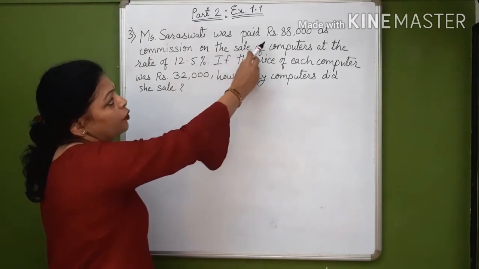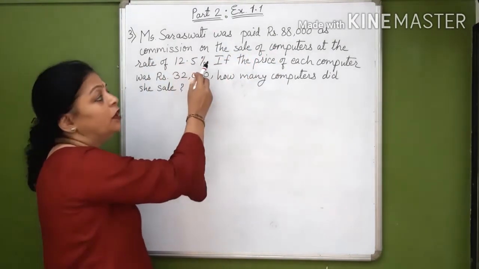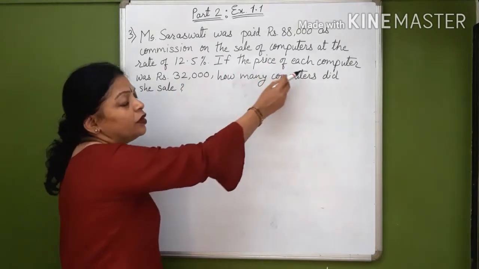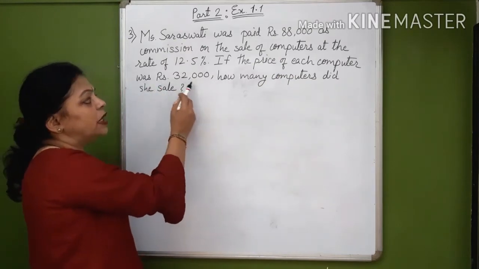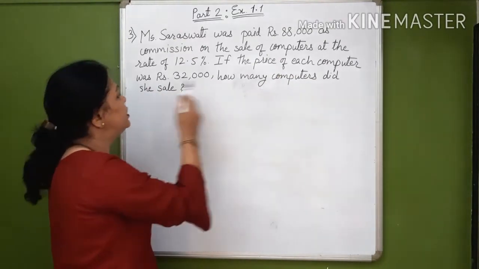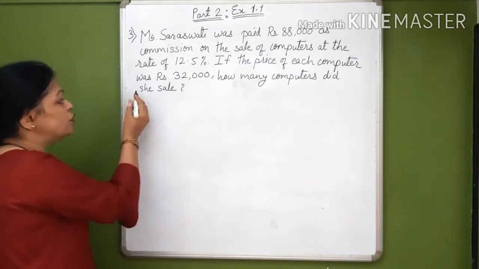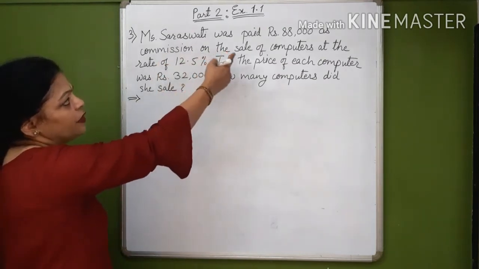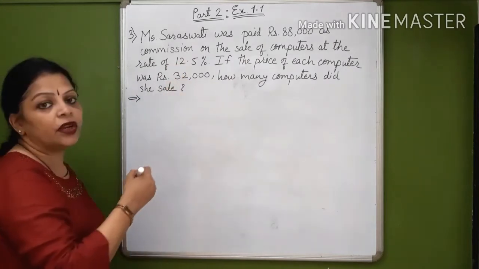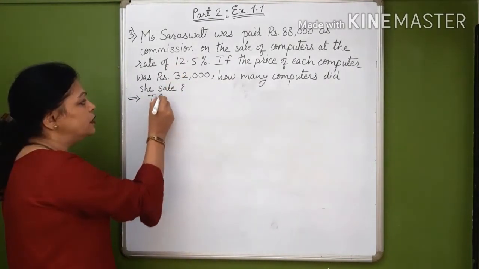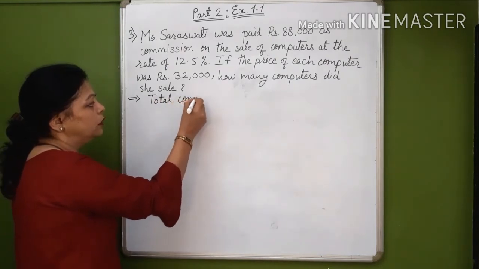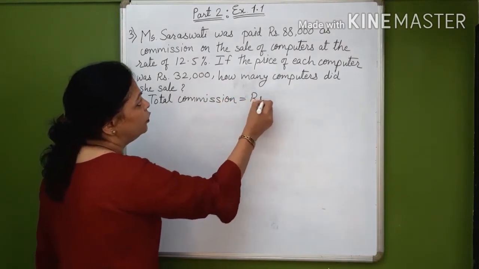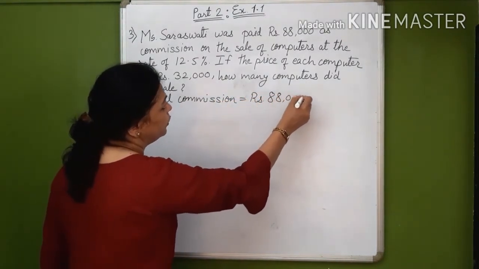Messrs. Saraswati was paid rupees 88,000 as commission on the sale of computers at the rate of 12.5%. If the price of each computer is rupees 32,000, how many computers did she sell? Now see students, over here they have given the total commission. Saraswati was paid rupees 88,000 as a commission on the sale of computers. So the total commission is equal to rupees 88,000.